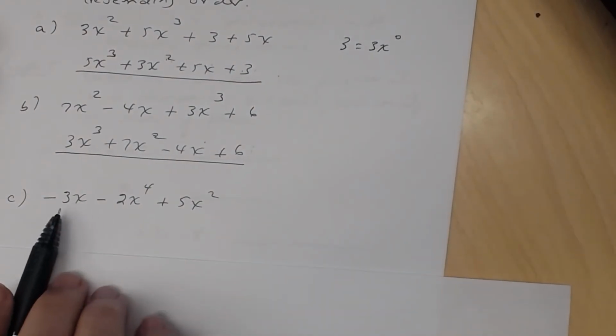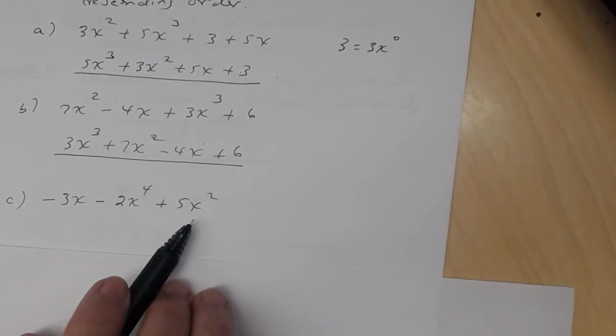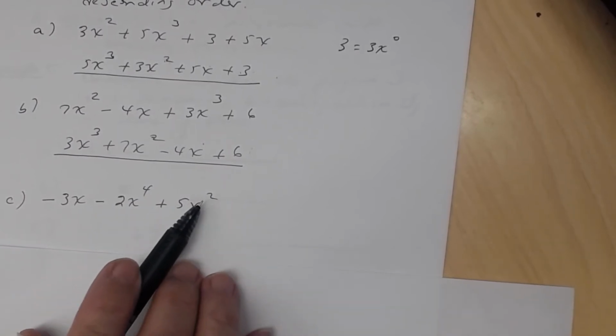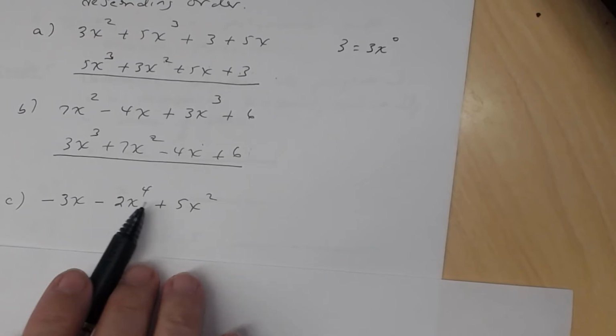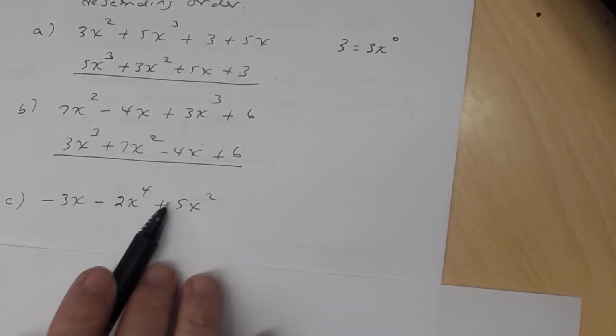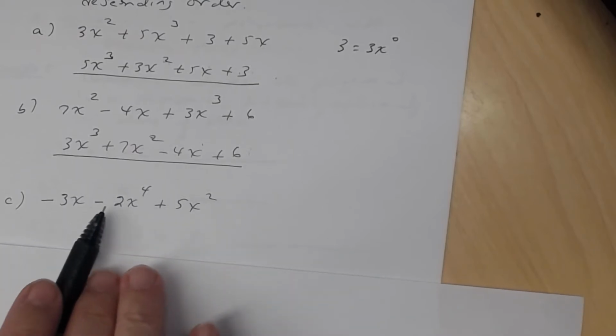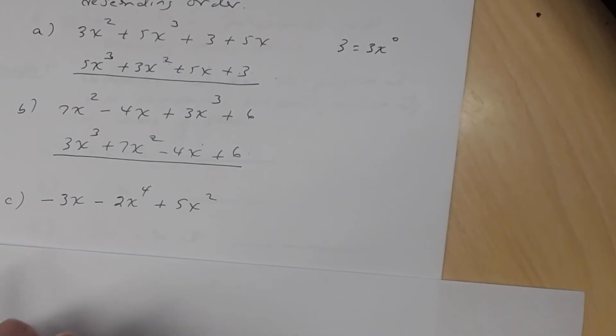Here you have 3 terms. The first one is a negative 3x to the first. The next one is a negative 2x to the fourth. And then the next one is a positive 5x squared. I want you to notice, though, there's no constant term in this one. These are polynomials because the exponents are whole numbers. There is no constant term, but we still write in descending order.